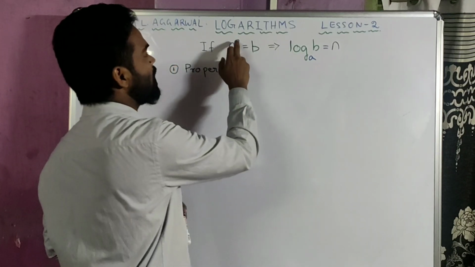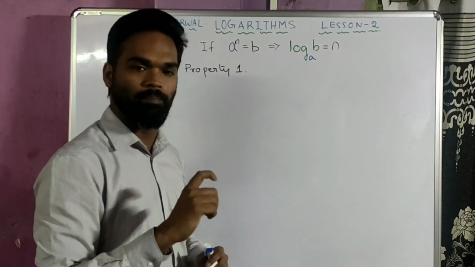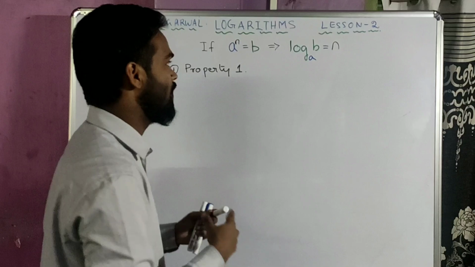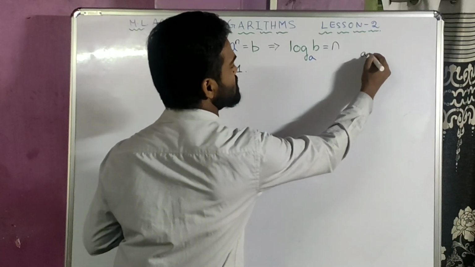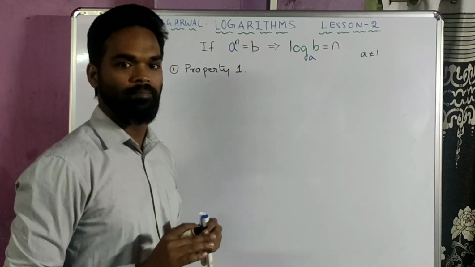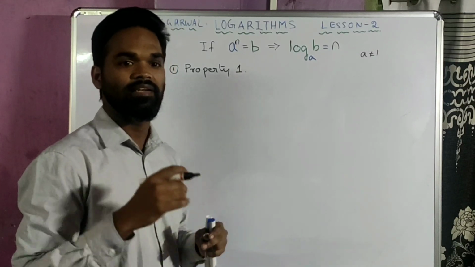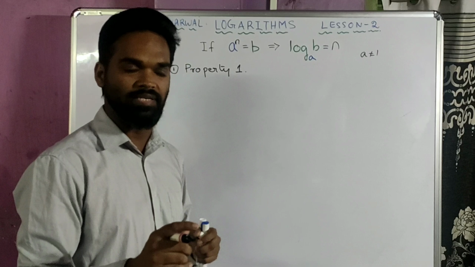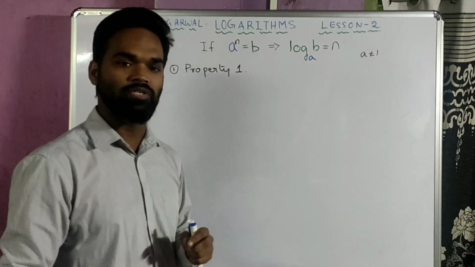How? A to the power n equals b, where a is a positive real number not equal to 1, can be written as log of b base a equals n. Now in this lesson, we'll look at all the properties of logarithm and then we'll solve some.